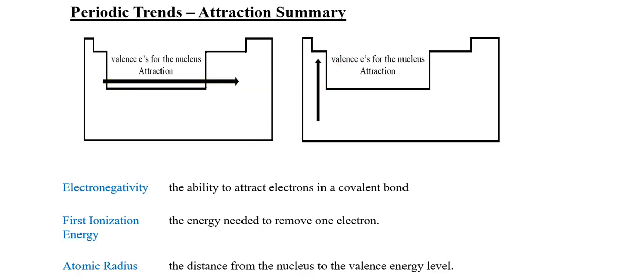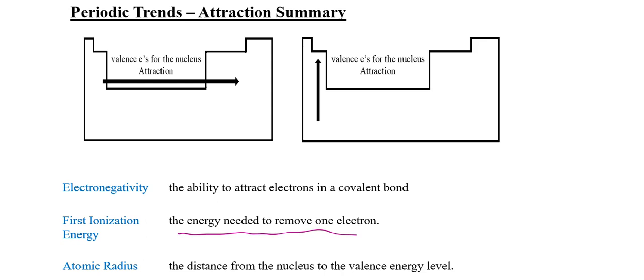How does that relate to our trends? Well, electronegativity is the ability to attract electrons in a covalent bond, so you would think that wherever the attraction is increasing, that's how electronegativity should increase, I would think. First ionization energy is the energy needed to remove 1 electron. Talked earlier about how if that attraction is increasing, you're going to have more energy to remove it. If the attraction is decreasing, it's going to be less energy.